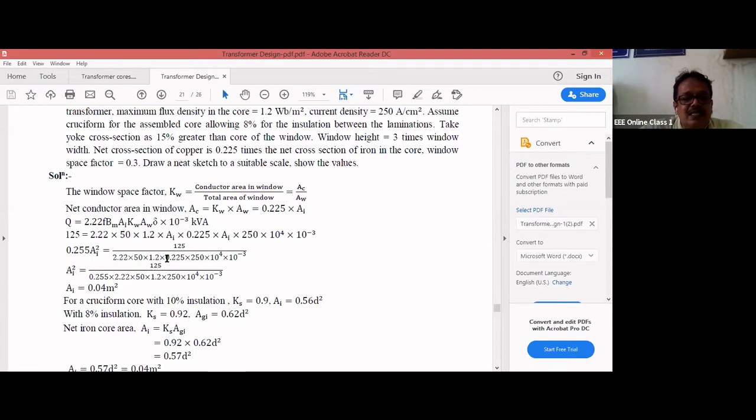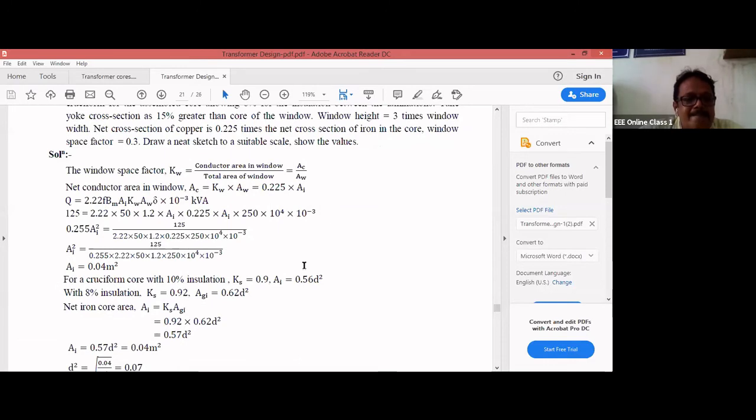Okay, I'll make the correction here. It is not there because I have taken it already here. Just make a change here: 1.2 into 250 into 10 power 3 into 10 power minus 3.